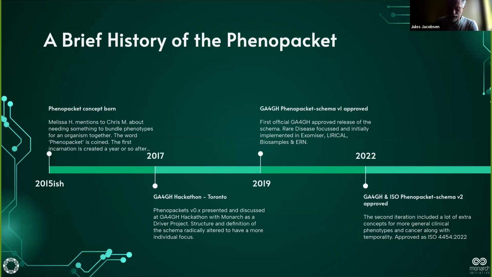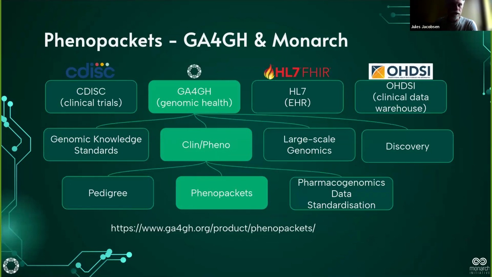So you might be wondering, how does GA4GH and ISO fit with other bits and pieces? And also how does Monarch fit into all of this? If you look in the top row here, we've got CDISC, GA4GH, HL7, and Odyssey. These are four fairly standard names in the clinical standards, and they all collect phenotypes in some way, shape, or form, but they all have slightly different focuses.